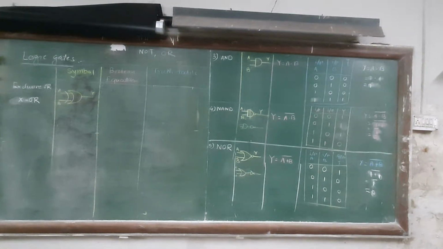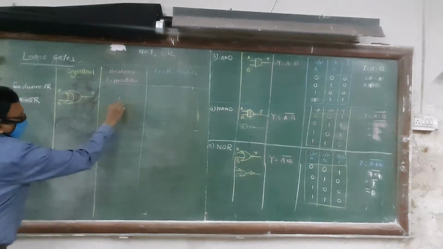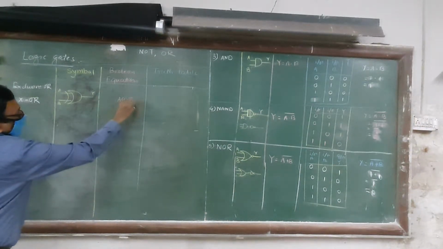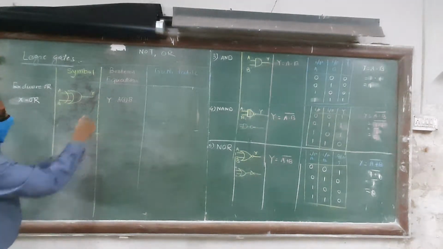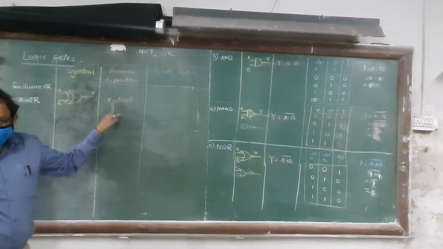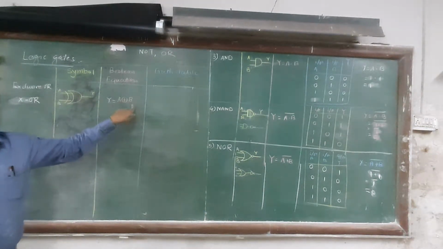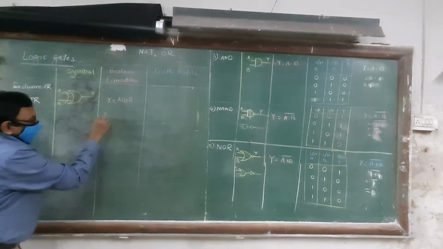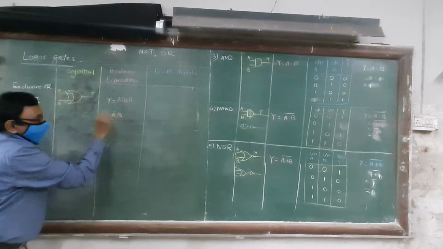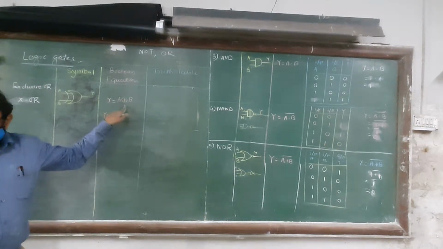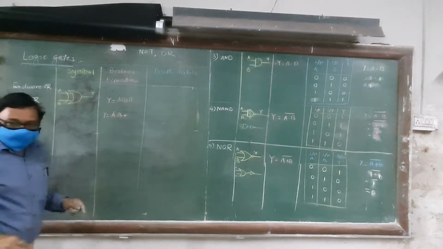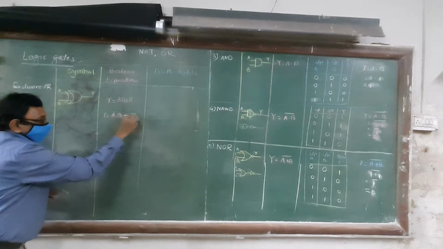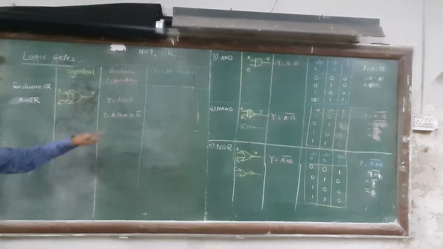Exclusive OR. Here its Boolean equation is A exclusive OR B. It is read as Y is equal to A exclusive OR B. Here it is termed as Y is equal to A complement B. Its expansion is like this: A complement of B, or A B complement. This one is about its Boolean equation.